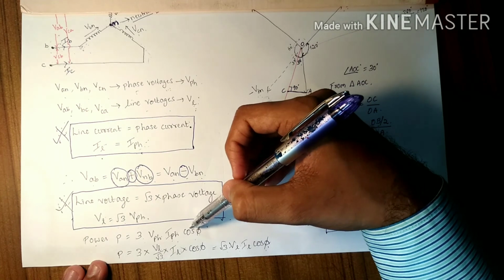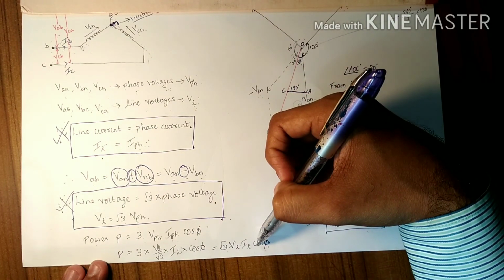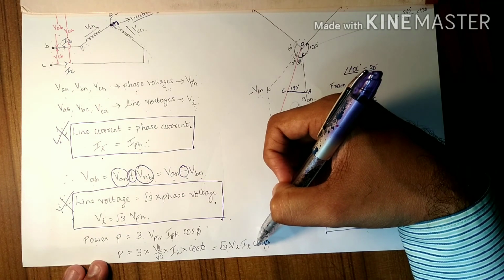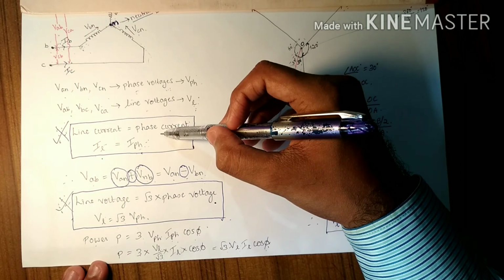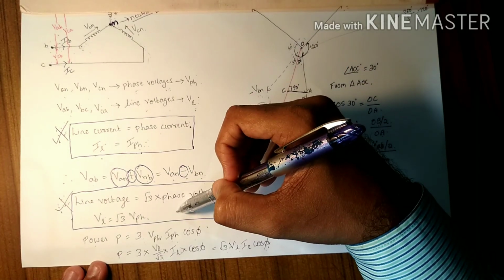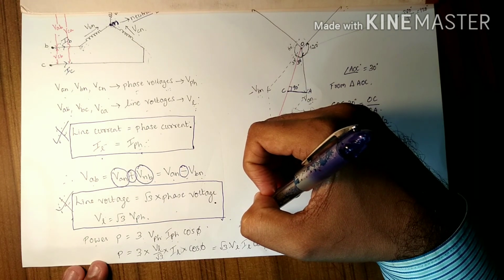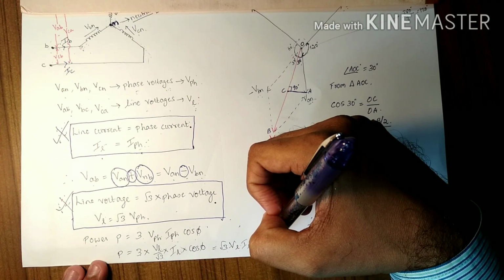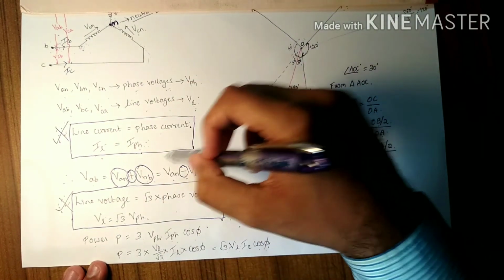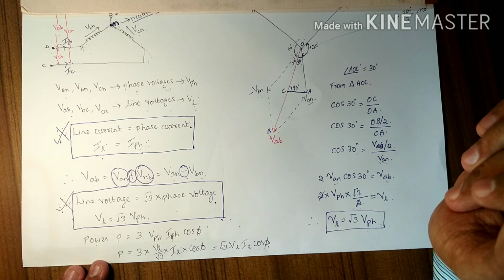Therefore power can be considered either as 3 V phase I phase cos phi or root 3 VL IL cos phi. So for the star connection, IL is equal to I phase, VL is equal to root 3 V phase, and P is equal to 3 V phase I phase cos phi or root 3 VL IL cos phi. I hope you have understood how we derived this by using the vector diagram. If you have any doubts, let me know. Thank you.